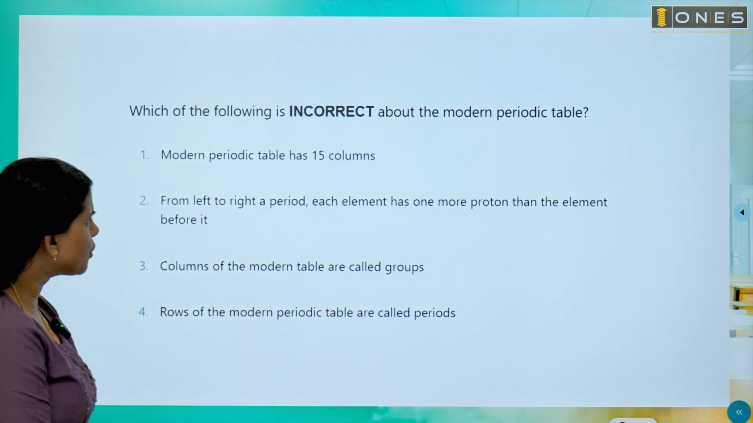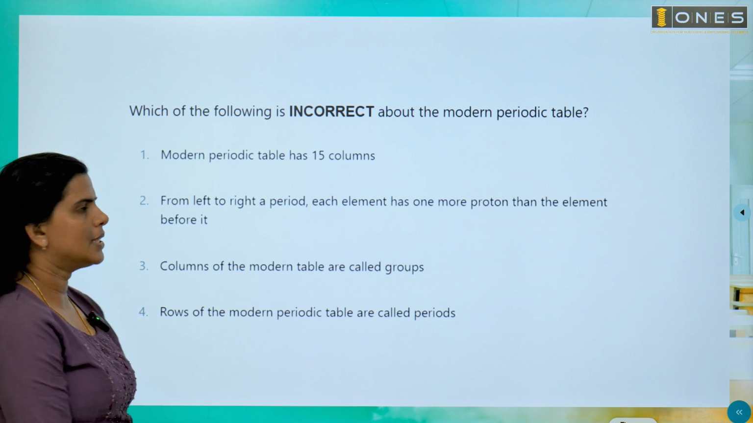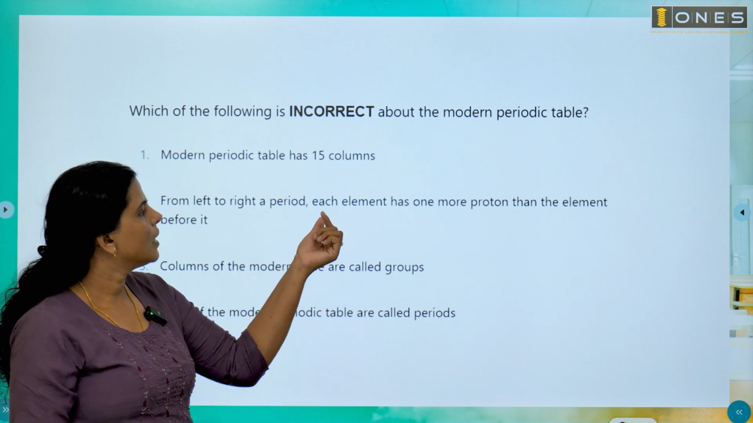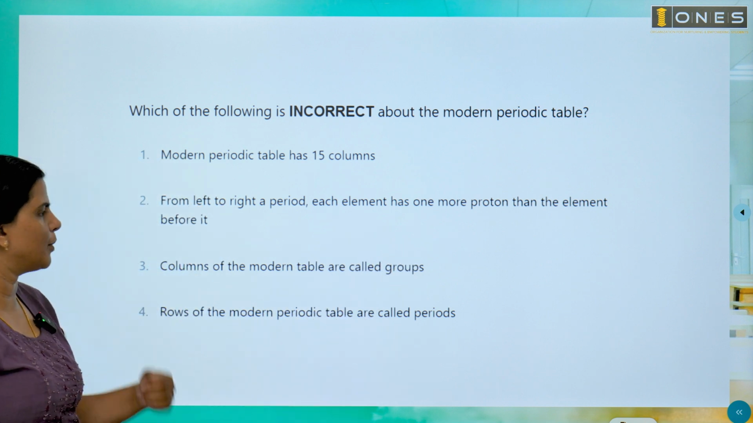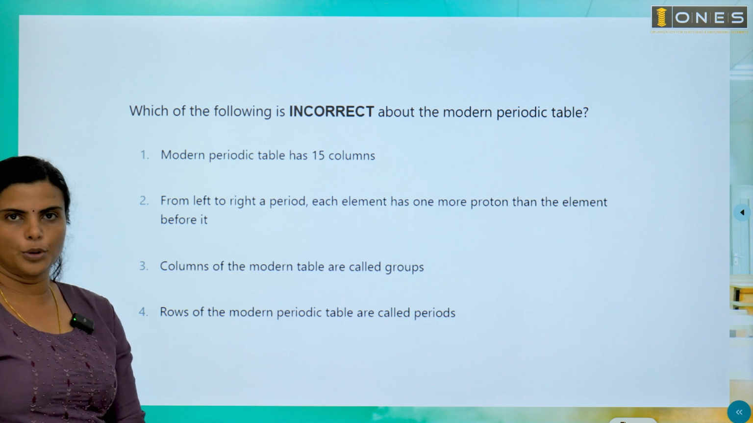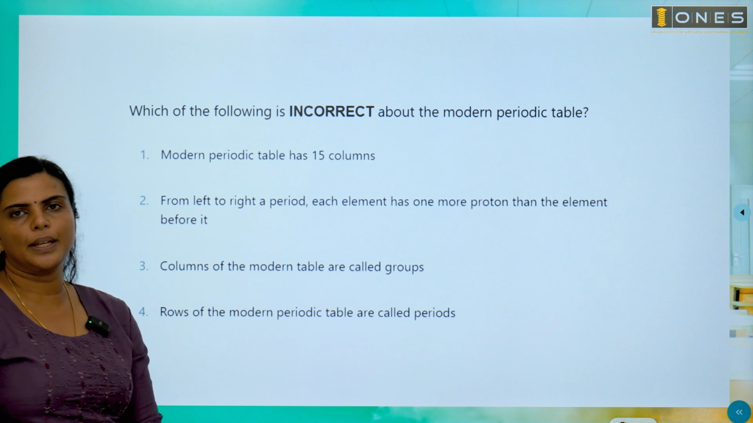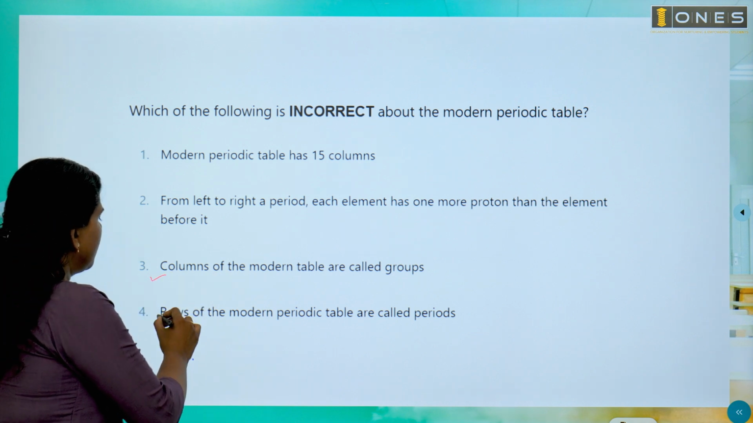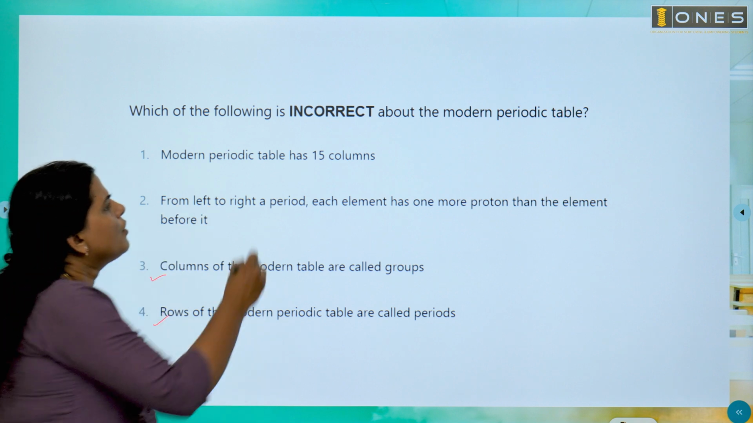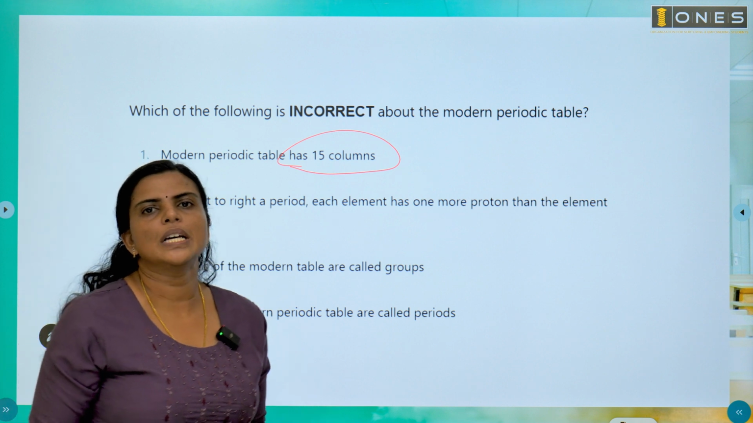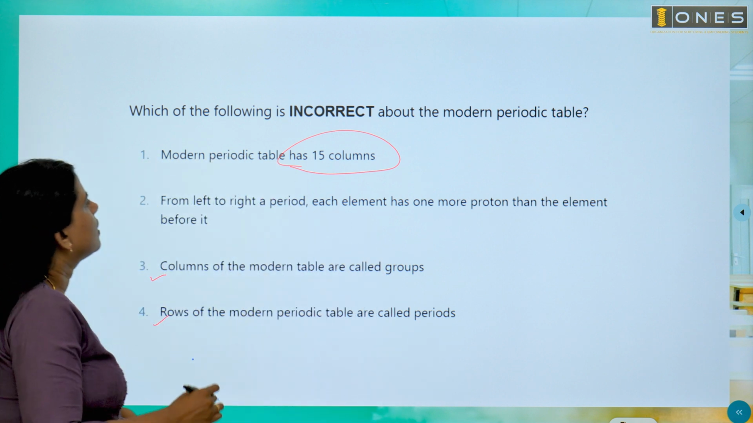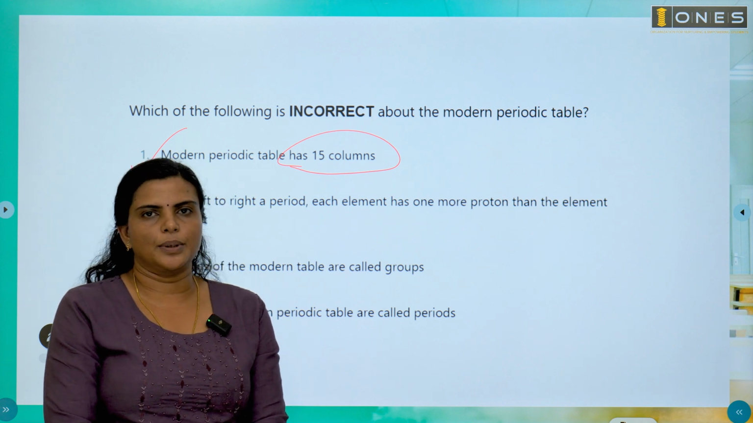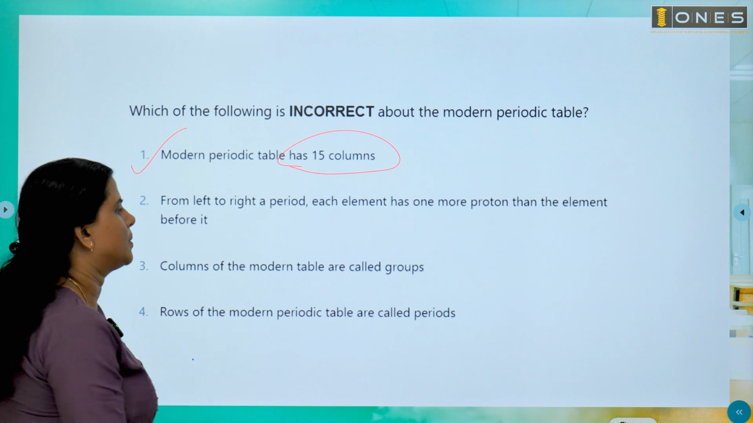Next question. Which of the following is incorrect about the modern periodic table? Let's see what statements are given. Modern periodic table has 15 columns. From left to right, in a period, each element has one or more proton than the element before it. Columns of the modern table are called groups. Rows of the modern periodic table are called periods. We have learned that columns are groups and rows are periods, so option 3 and option 4 are correct statements. We are choosing the incorrect statement. Does our modern periodic table have 15 columns? As I said earlier, it has 7 periods and 18 columns. So the incorrect statement and the answer for this question is option 1. That is, saying the modern periodic table has 15 columns is the wrong statement. It has 18 columns or 18 groups.